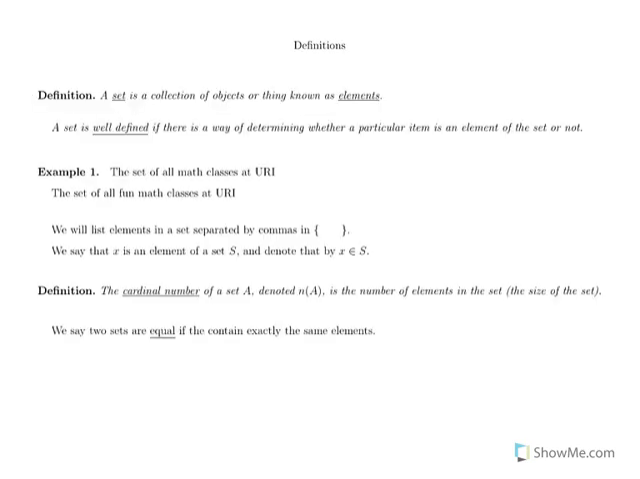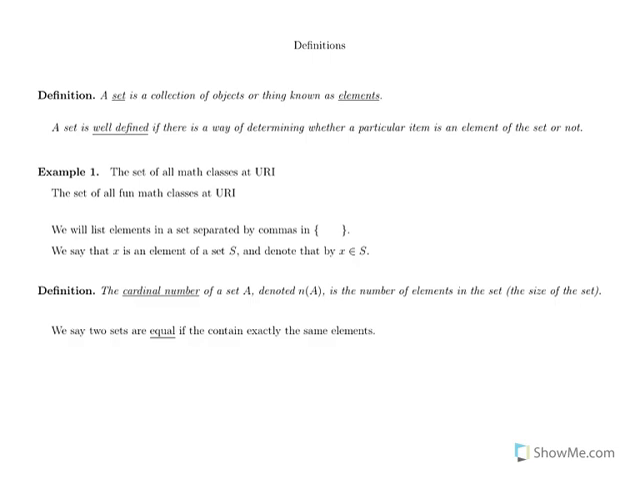So first, let's start with a bunch of definitions. A set is a collection of objects or things, and those things are known as elements. So any collection of objects or things, those things could be numbers, they could be words, they could be letters, they could be anything at all.